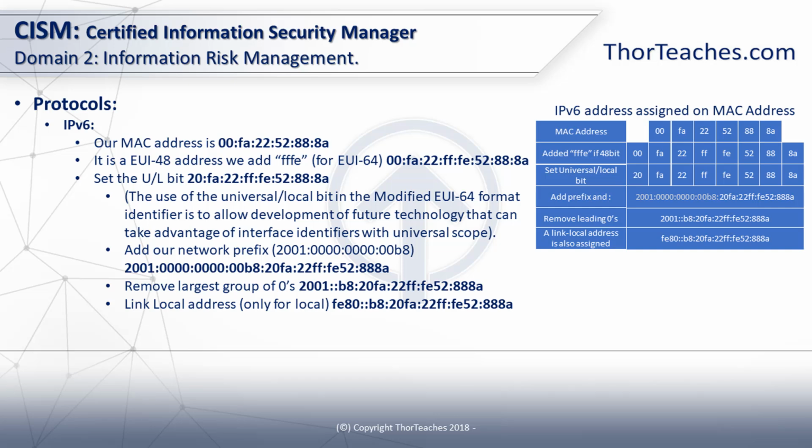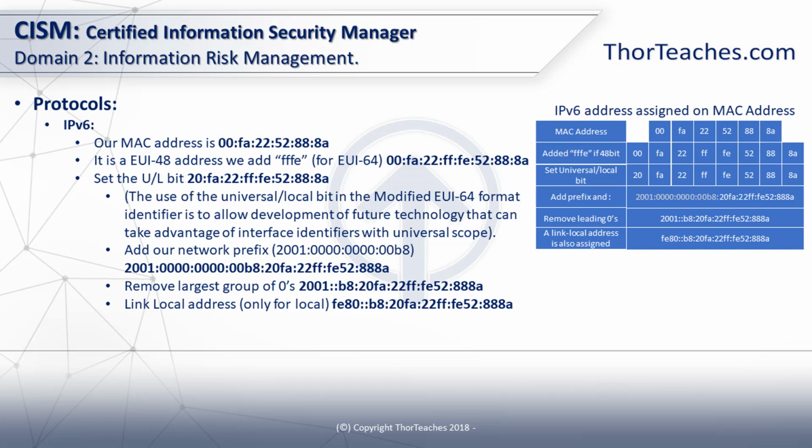IPv6 also does something that's a little bit smart when it comes to how it uses IP addresses and MAC addresses. Let's take an example where we use an EUI or MAC48 MAC address. Our MAC address is 00FA22528888A. Since this is an EUI48, we can't use it on IPv6. This is where IPv6 adds the FFFE into the middle of the address. If you look over on the right, the top address is the address we have. The second address, right in the middle of the MAC address, you can see FFFE has been added in. It's now an EUI or MAC 64-bit address.